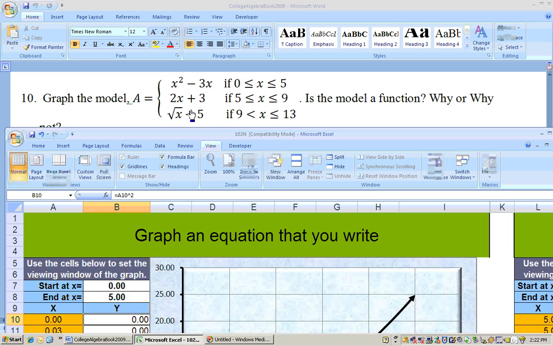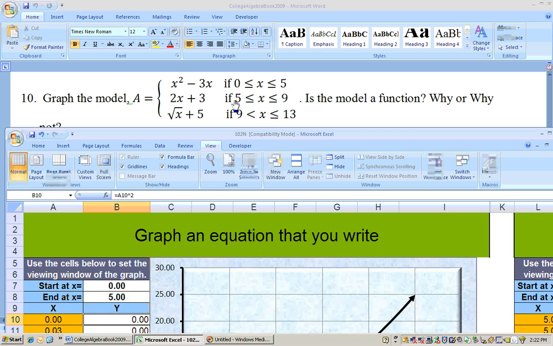Okay, on problem 10, it says graph this model. This is a piecewise defined function, and it asks, is the model a function, why or why not? Well, we'll graph it in just a second, but really to tell if it's a function or not, if I look at each individual part, they are functions by themselves. This is a polynomial, a quadratic, this is a linear equation, and this is just the top half of a sideways parabola, so everything by itself is a function.